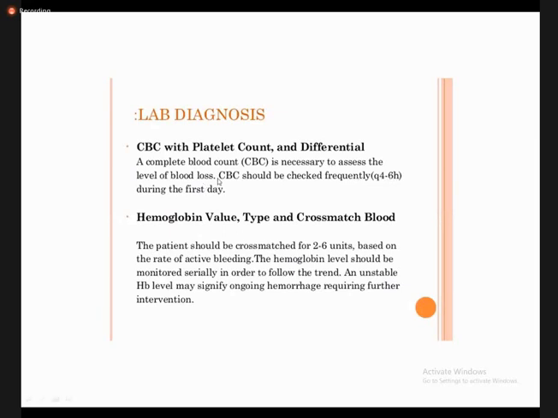CBC should be checked 4 to 6 hourly, meaning 4 or 5 times a day. So if the hemoglobin was initially 12 grams per deciliter and now it is 8 after a few hours, we can say that the patient has dropped 4 grams. 4 grams is a lot of blood. If there is more drop in blood, it means that the GI bleed is ongoing and we have to take measures immediately to stop the bleeding. If the hemoglobin is static, we can say that the bleed has now stopped or it has slowed down. So hemoglobin.